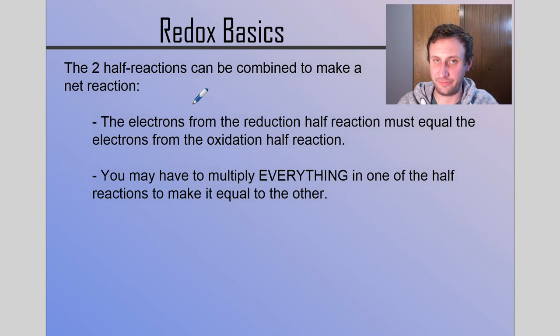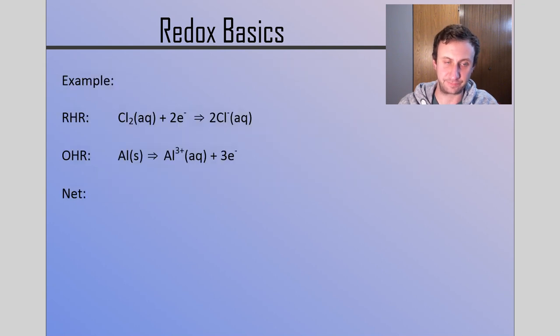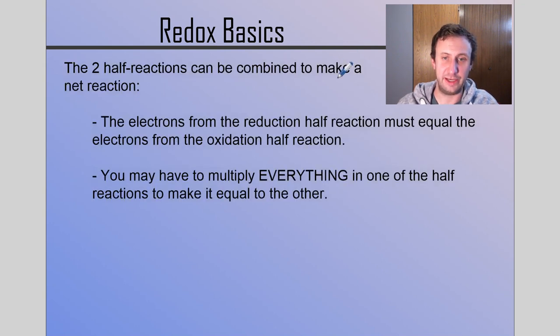The idea of that is you need to make them cancel out so that the electrons do not show in the net reaction. In other words, the electrons lost have to equal the electrons gained in order for us to make a proper net. This might remind you of Hess's law. It is the exact same thing: I'm making sure that electrons cancel out on both sides before I combine to make my net. So again, you may have to multiply everything in one of the half reactions to make it equal to the other.